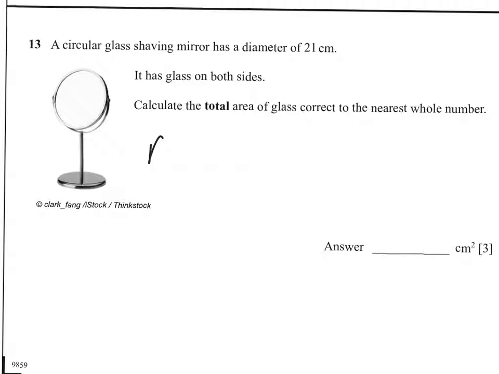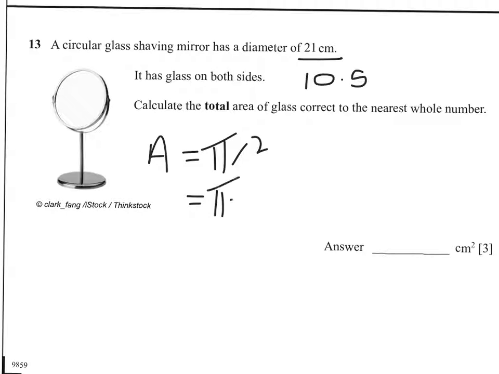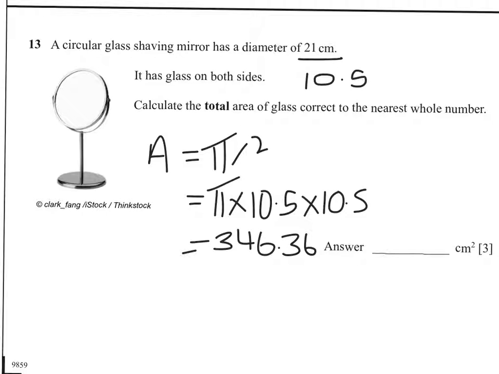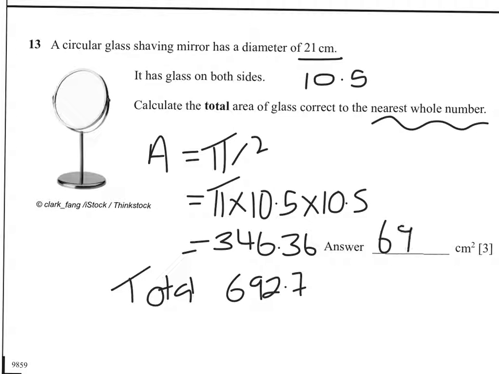Area of a circle is pi r squared. We've got to be careful here. We have diameter. Radius is half, so in this case that's 10.5. So we want pi times 10.5 times 10.5, which is 346.36, but we have both sides of the mirror, so the total is 692.7, and the question asked us to the nearest whole number, so 693.